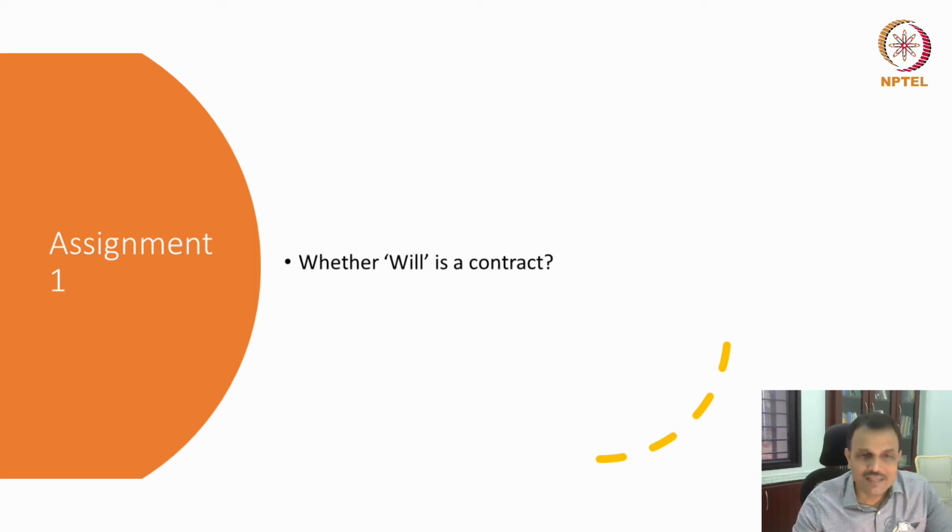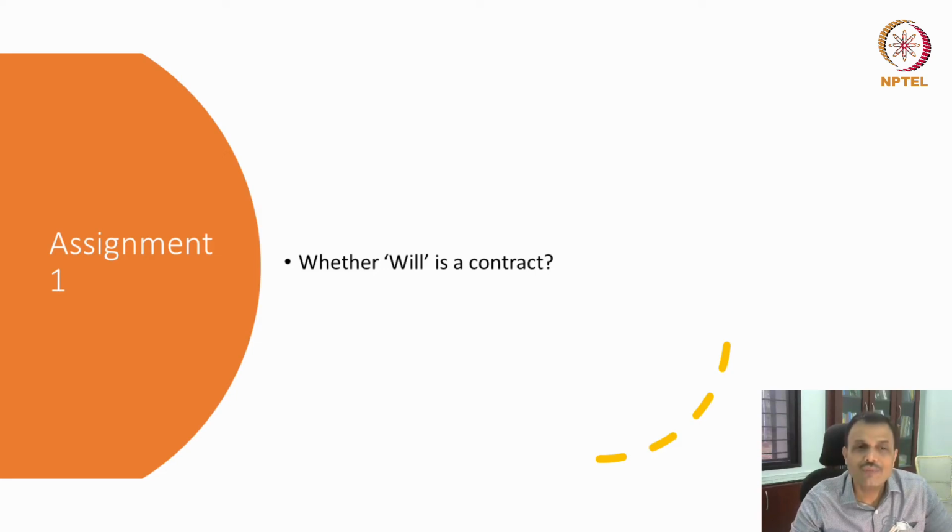Now let's take one assignment just for our understanding. I would want you to think at this point of time whether a will is a contract. Now, let's understand what a will is. Friends, a will is a kind of declaration of an individual who intends to give his property after his death to probably someone who is surviving the drafter of the will.